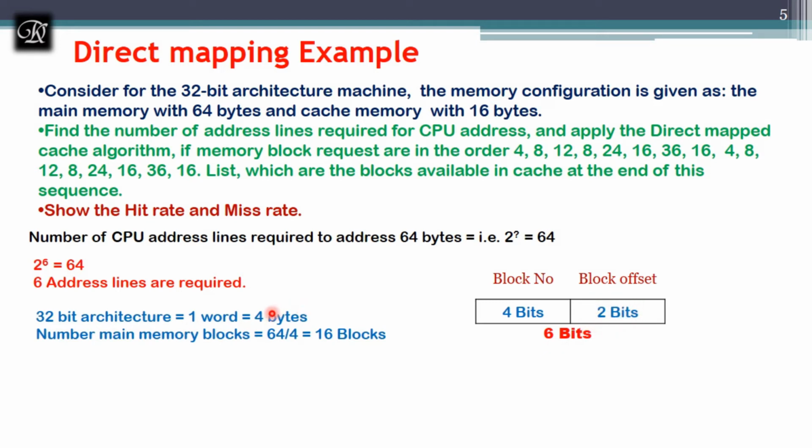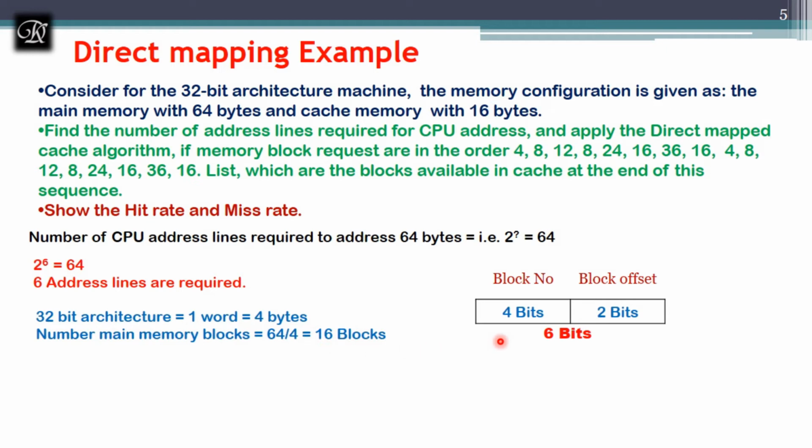So I am having 4 bytes of block offset, 4 bytes to generate addresses. For me, 2 bits are more than enough to generate 4 values: 00, 01, 10, 11. So 2 bits are sufficient, and the remaining 4 bits, 2 to the power of 4, is going to be 16. So I am getting 16 blocks over here. This is with respect to main memory.